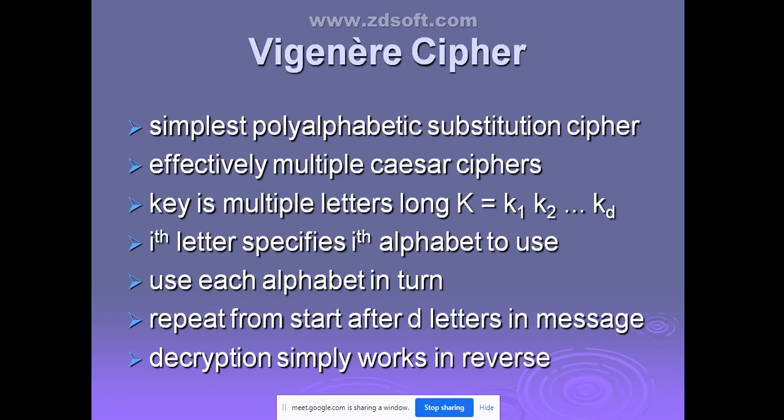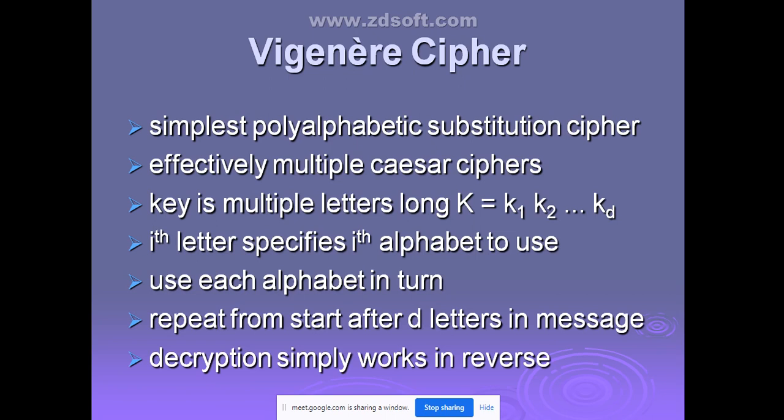For this, one of the techniques is the Vigenere cipher. One type is the Vigenere cipher. This is one of the best known and simplest polyalphabetic substitution ciphers. In this case, it is going to use multiple Caesar ciphers. Already you know Caesar cipher, how it works?